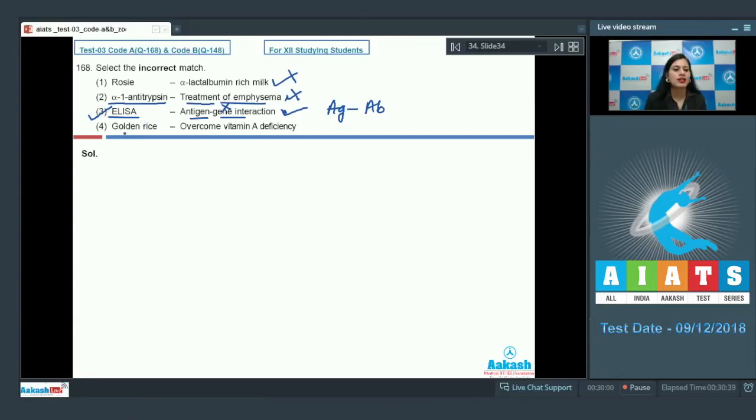The last option given is golden rice. It's a genetically modified rice, and it is used to overcome vitamin A deficiency, and as it is a correct match, this cannot be the correct answer, because golden rice is rich in beta carotene or vitamin A, so it is used to overcome vitamin A deficiency. So the correct answer for this question is option number 3. Let's proceed to the next question.